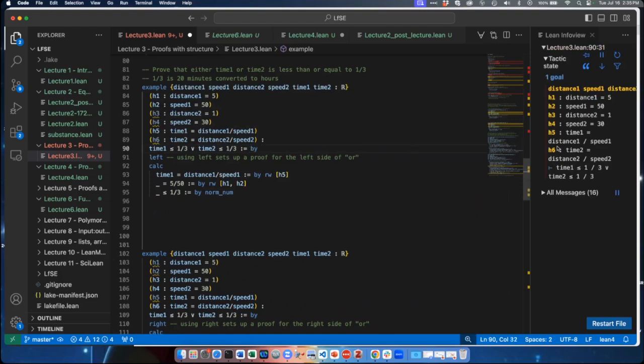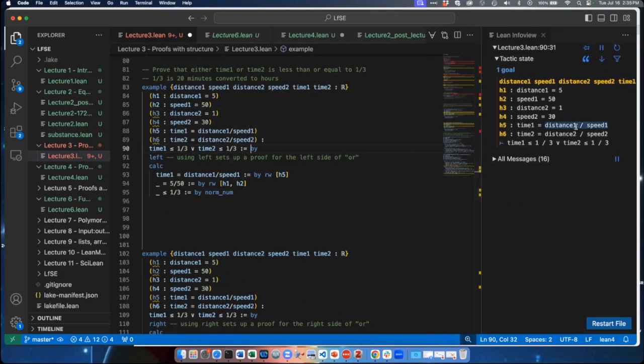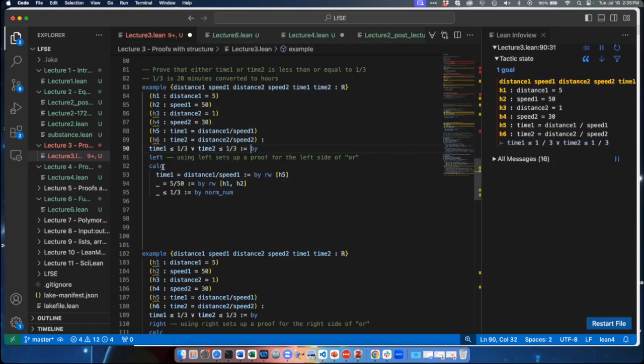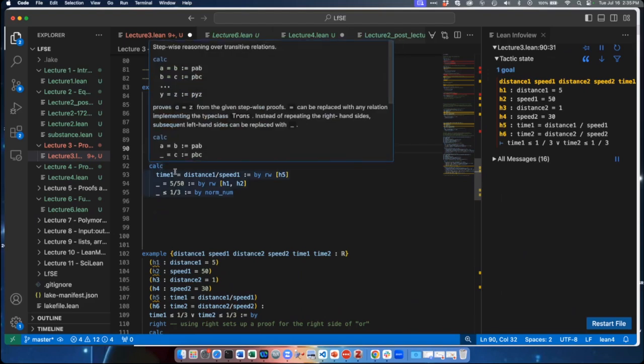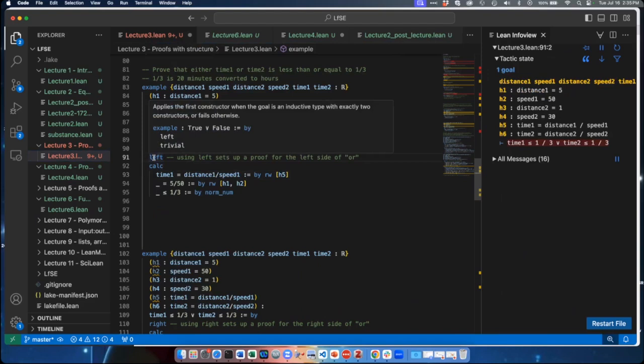So after the by, this is my info view. Here we go. All of these assumptions, and time 1 is less than or equal to 1/3, or time 2 is less than or equal to 1/3. So the first thing I'm going to do is use a tactic. And this tactic is left. And left is going to work when I have true or false. And it's just going to use the left side of the or.